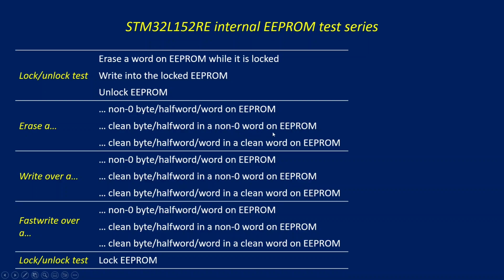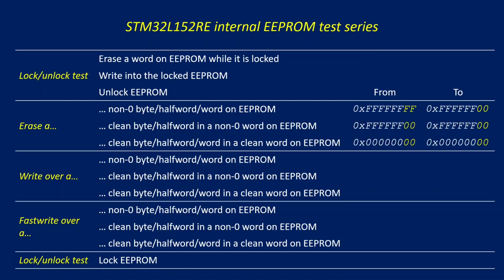an EEPROM word with a zero content in a non-zero word, and an EEPROM location having the full word set to 0. As I said, this test series will be repeated on bytes, half words and words, and applied to erasing, writing and fast writing commands. For instance, the erase a byte test will be repeated on a byte with FF value. Being an erase command, it will be set to 0.